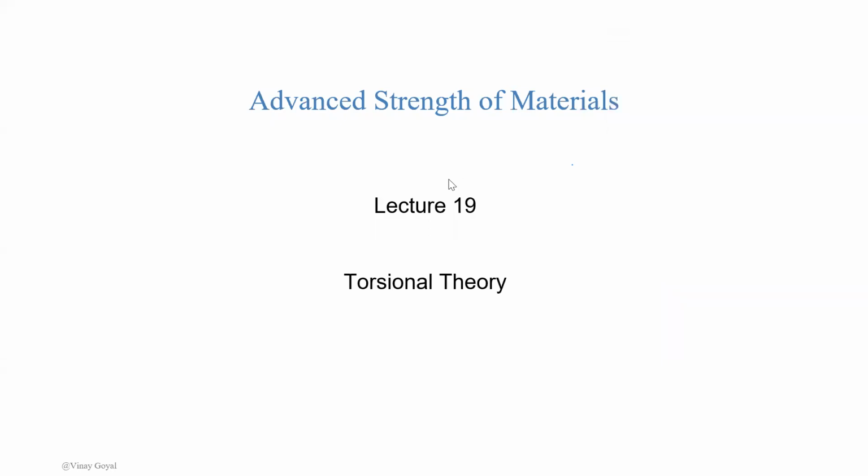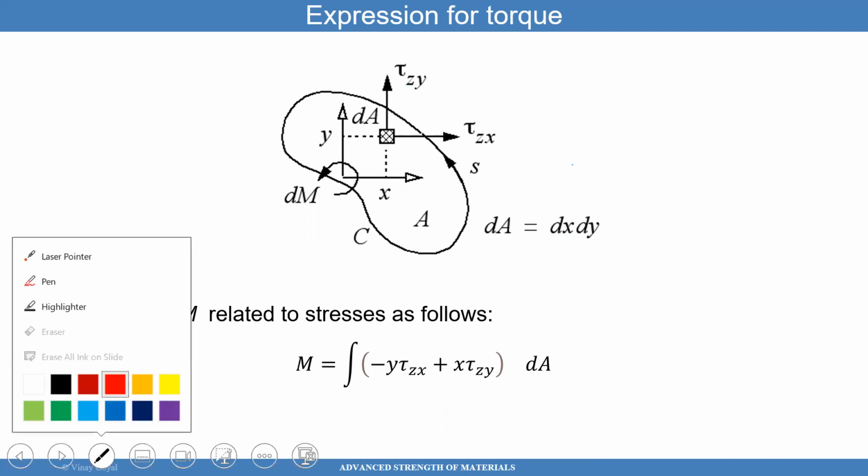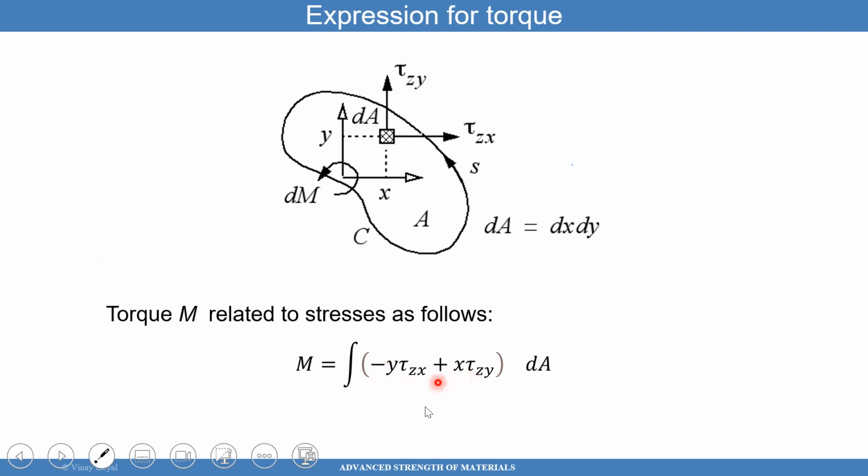So I'll continue with torsional theory. And as we discussed, I'm talking about the torque now, right? So I covered minus y tau zx first. And now I'll talk about the next term, which is x times tau zy. And that's positive, and that contributes to that moment. So the integral then gives you the moment, the total moment due to the shear stresses acting on the surface.